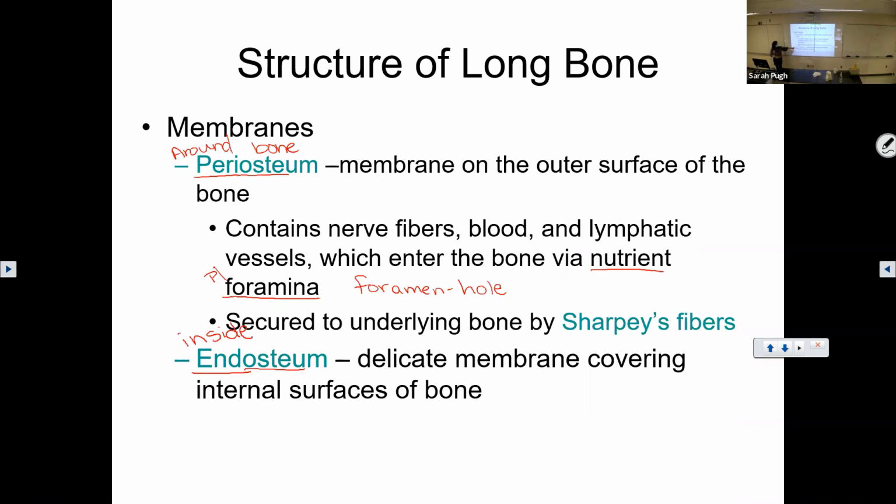The endosteum is the membrane that covers the internal structures of your bone. So it lines the medullary cavity. It covers all of that spongy bone inside.